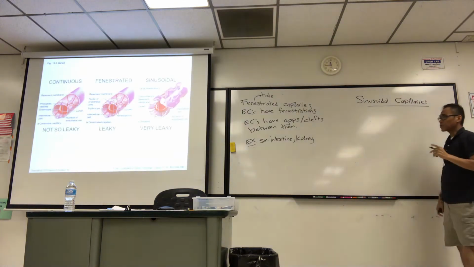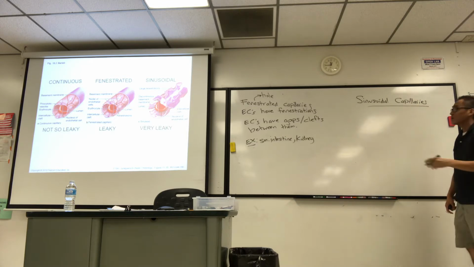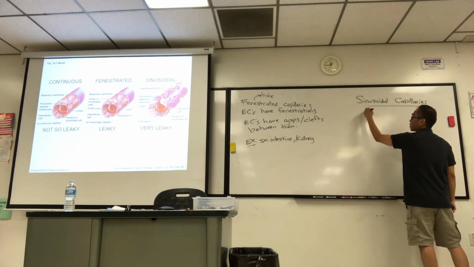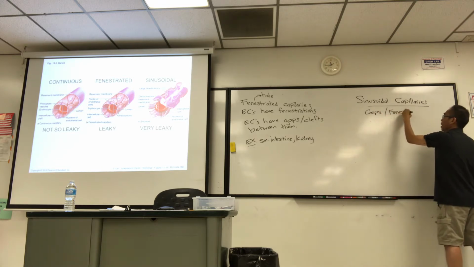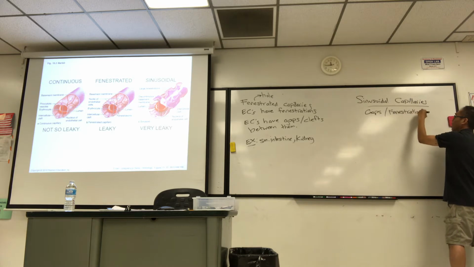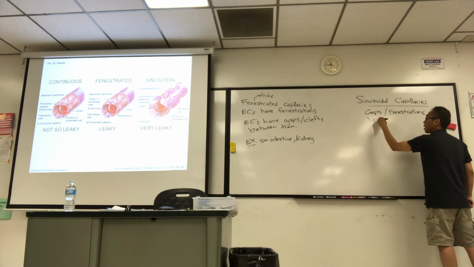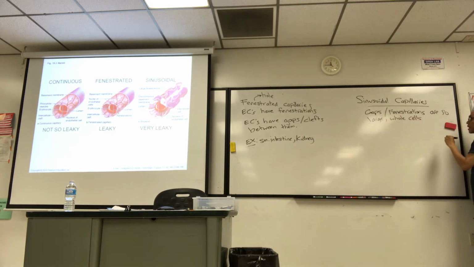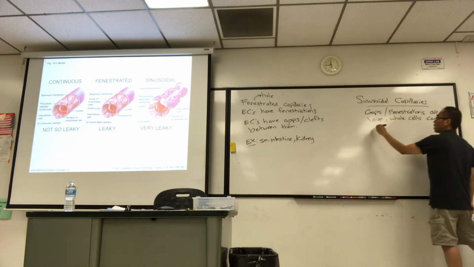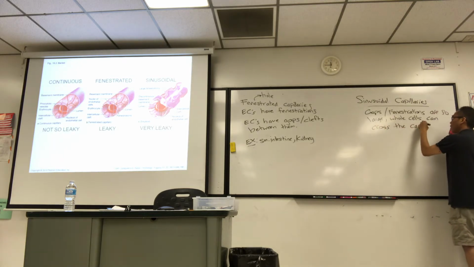The fenestrations and gaps are so large, whole cells can enter or exit the blood. Gaps, fenestrations are so large, whole cells can cross the capillary wall.